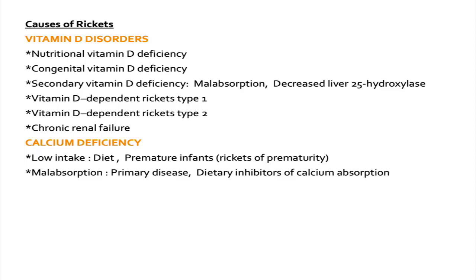Regarding calcium deficiency, either it comes from low intake, as in the diet, or premature infants, that is to say rickets of prematurity. So the replacement of vitamin D is earlier in a patient with a premature baby. And also when there is malabsorption, either because of primary disease or dietary inhibitors of calcium absorption. We may use some treatments which cause decreased calcium absorption.